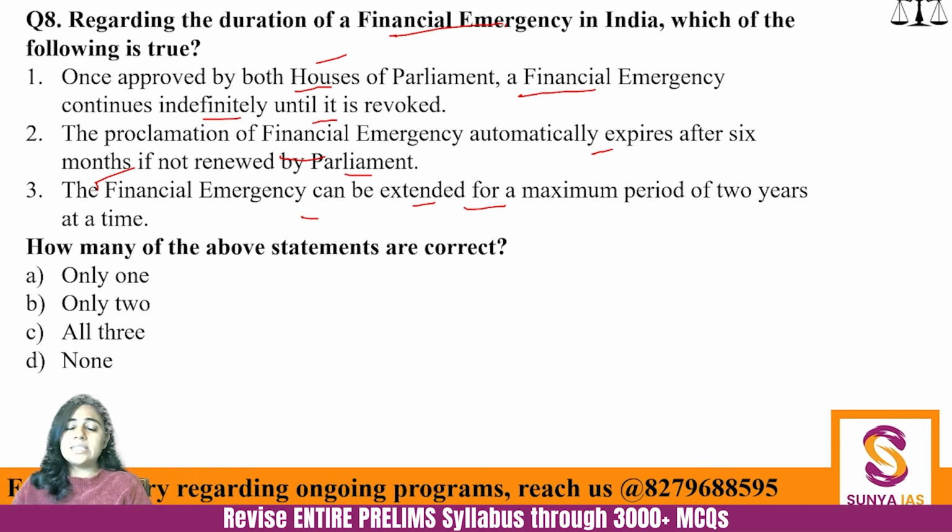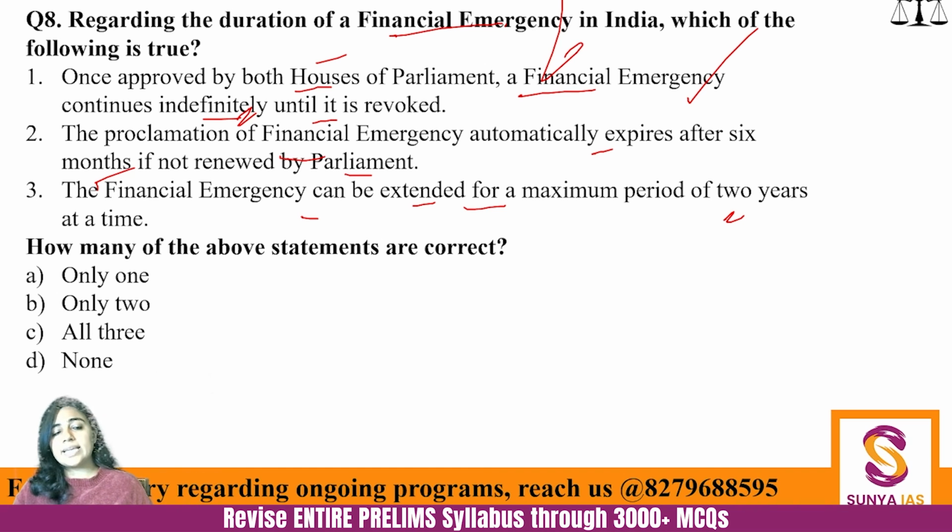Now, see if there are any statements which are contradicting each other. See if there is one statement saying one thing and the other statement saying something else altogether. So there are two statements which are contradicting each other over here, A and C, 1 and 3 basically. One is saying that it continues indefinitely and the third is saying it can be extended for a maximum period of 2 years at a time. Both cannot be correct. So you need to know which is correct. Actually, it is the first statement which is correct. So this one is incorrect.